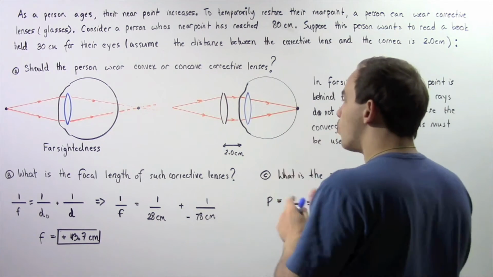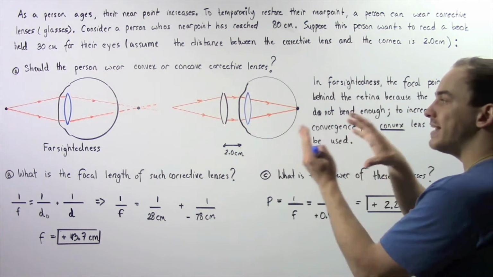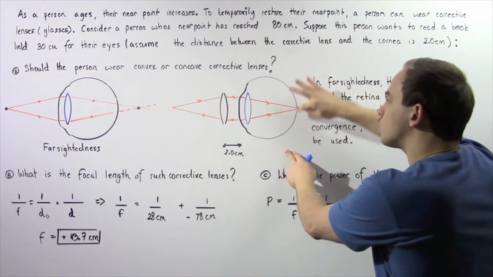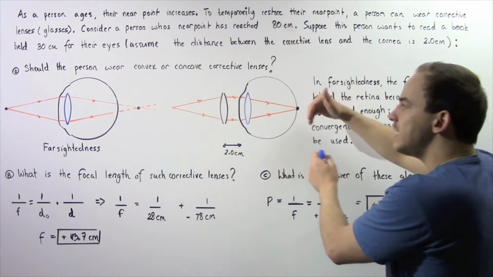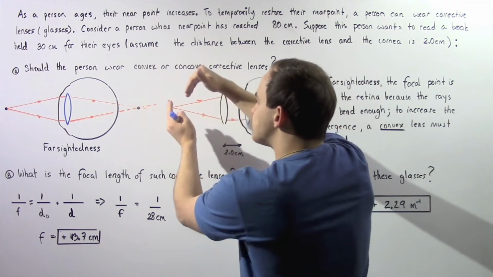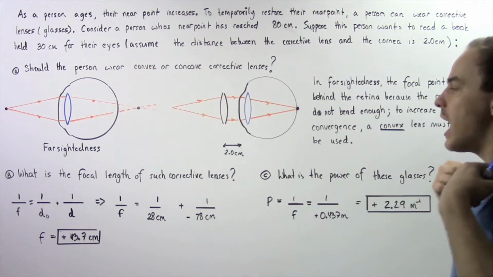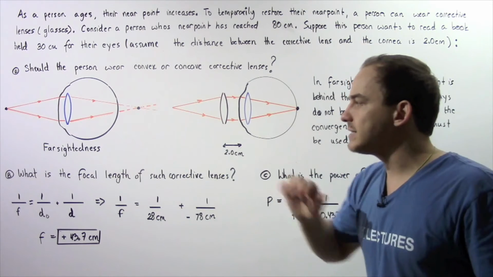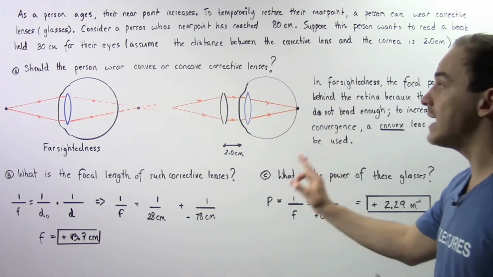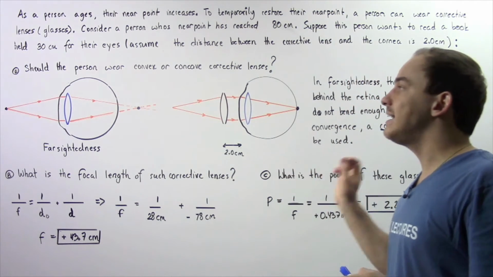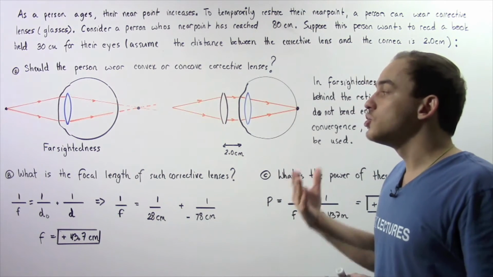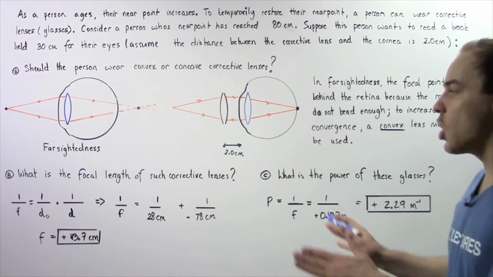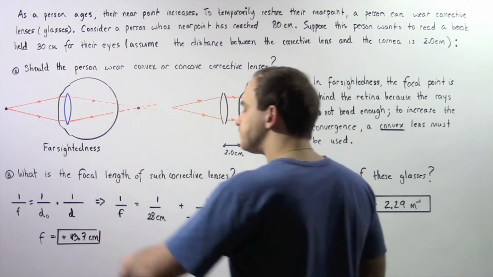And such a system will essentially form an image that is found directly on the retina so that the eye will be able to see objects clearly when the objects are placed close next to our eye. So now let's move on to part B. We know that the lens is in fact a convex lens, so the focal length should in fact be positive.